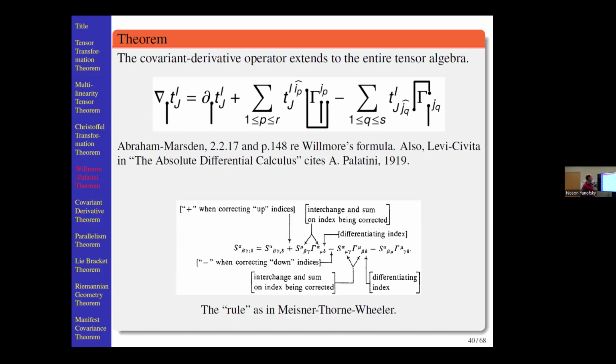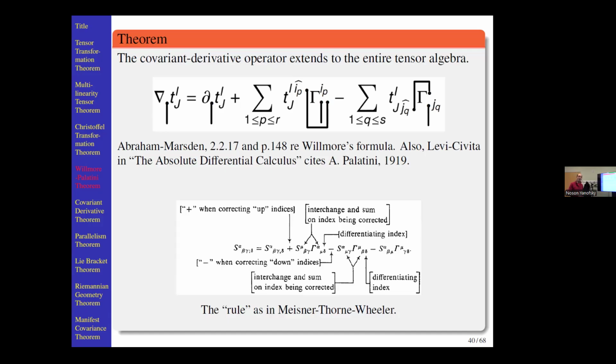Now, Abraham and Marsden give a reference to this on page 148, but perhaps you're familiar with the absolute differential calculus, one of the most challenging books by Levi-Civita. I think I'm pronouncing it right. It's Levi-Civita.